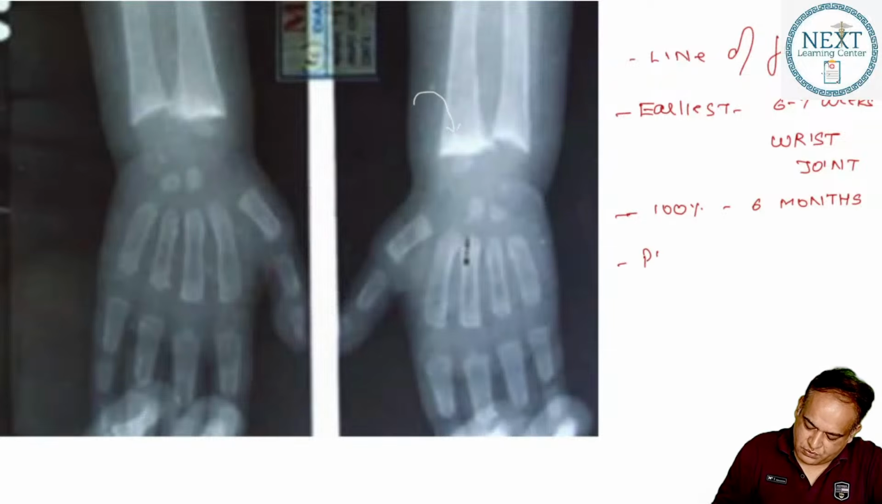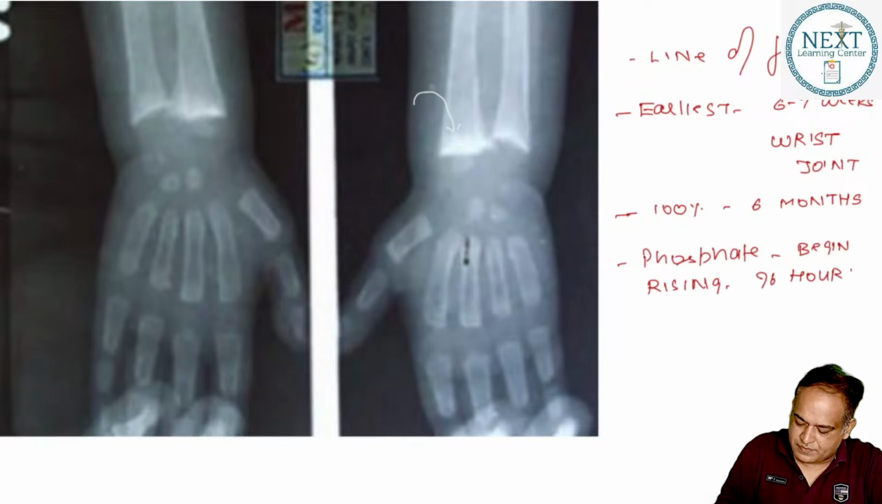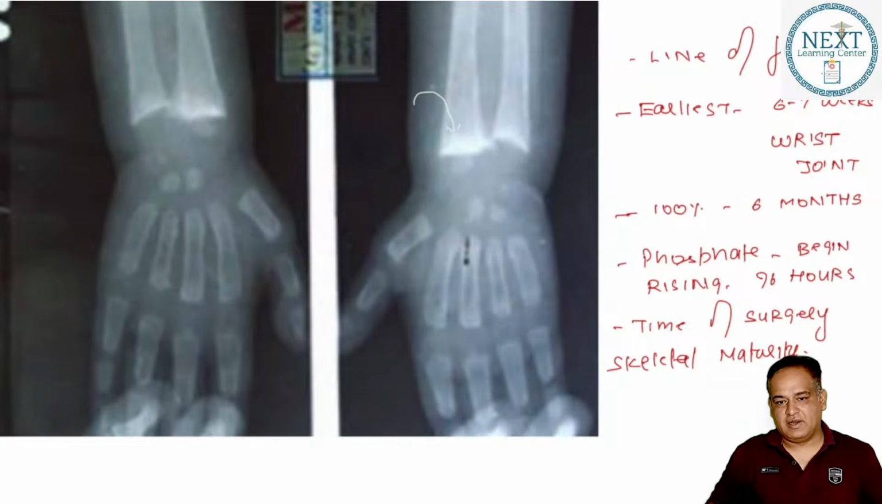Now they ask you that phosphate levels, when do they begin rising after you start the treatment? Phosphate levels begin rising within 96 hours. What is the time of surgery? Time of surgery is when the child has attained skeletal maturity.